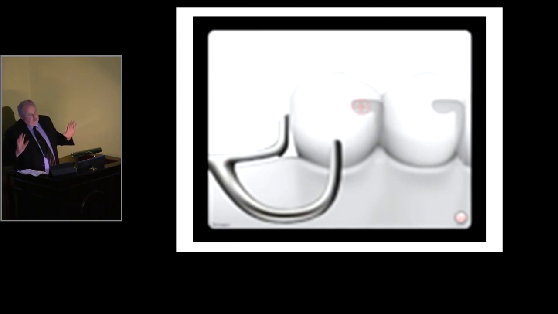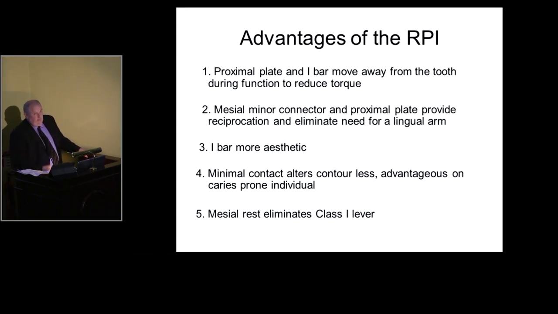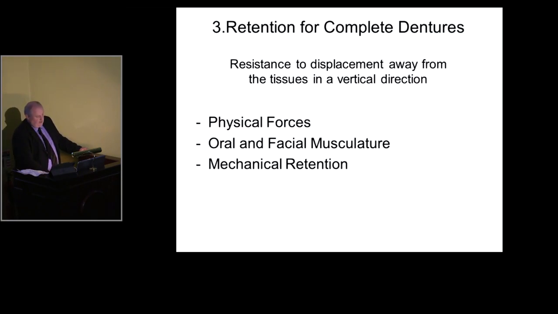You never put an I-bar on the distal of the tooth in a distal extension partial denture. Never. It's always mid-facial or mesial. So the advantages of the RPI, the proximal plate and the I-bar move away from the tooth like I was describing there. The mesial minor connector and proximal plate eliminate reciprocation needs. I-bar is more aesthetic. Minimal contact, caries-prone individuals. The I-bar is better than an occlusally approaching, and it eliminates the class 1 lever.